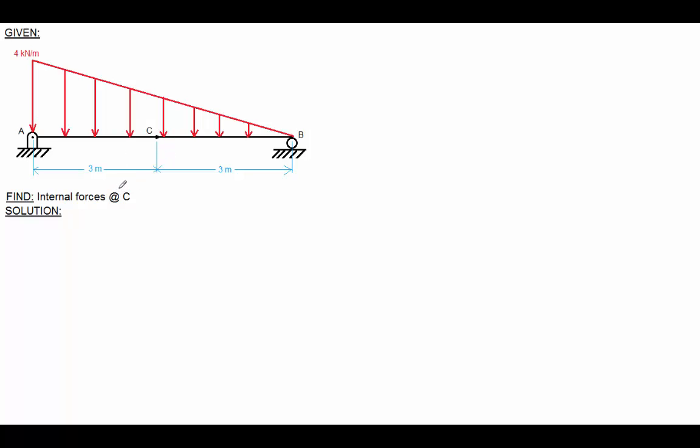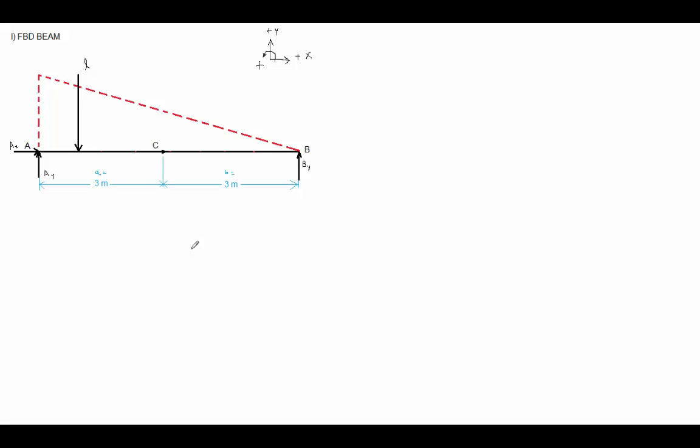Remember, the internal forces, there are three reactions: the axial force, the shear force, and the moment. So here's the beam. I've redrawn it and replaced the roller with a single force perpendicular to the surface, which in this case is By. I've replaced the hinge with two forces, an X and a Y, Ax and Ay.